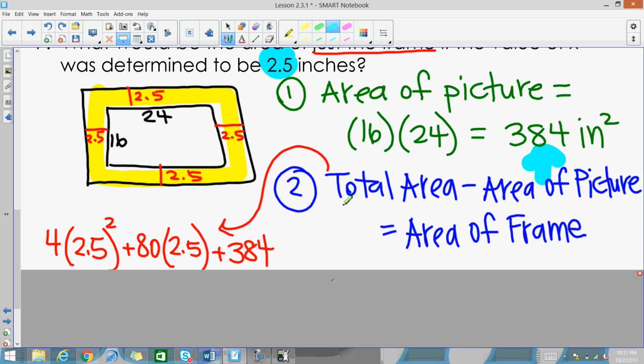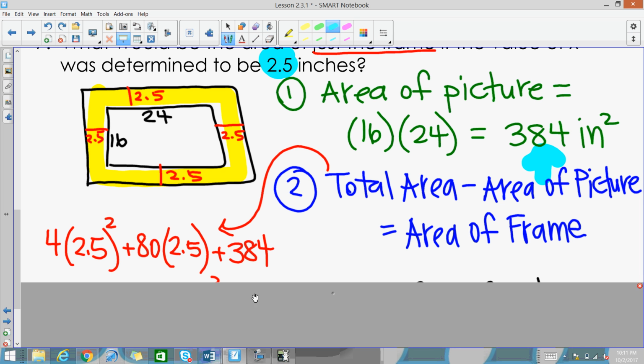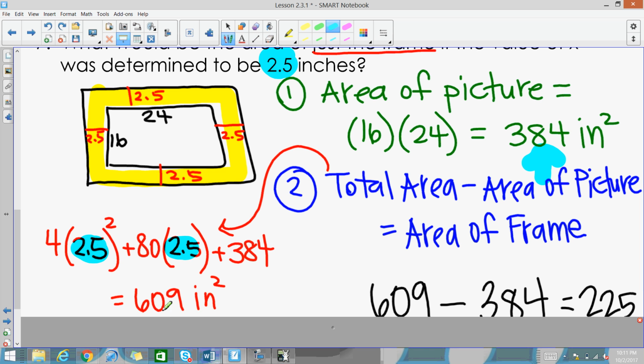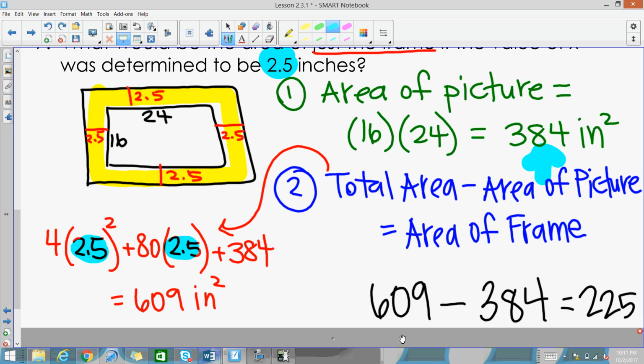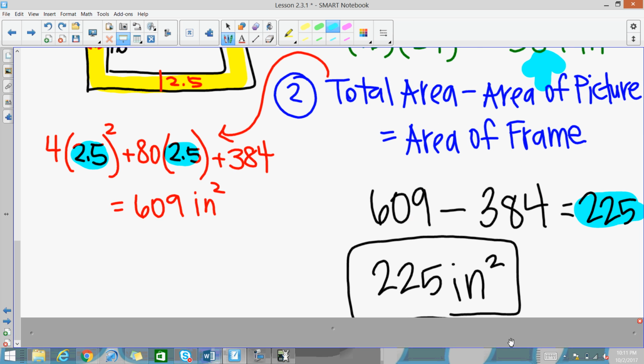So, total area, again, when we did it, was 4x squared plus 80x plus 384. By substituting in this 2.5 here, we can get a value of 609. 609 inches squared is everything, picture and the frame. But we don't want the picture in the frame, we just want the frame. So we go 609 minus 384, which is the picture, and you get 225 inches squared. That's just your frame going around with a width of 2.5 inches. So there you go. That's a fun one right there.